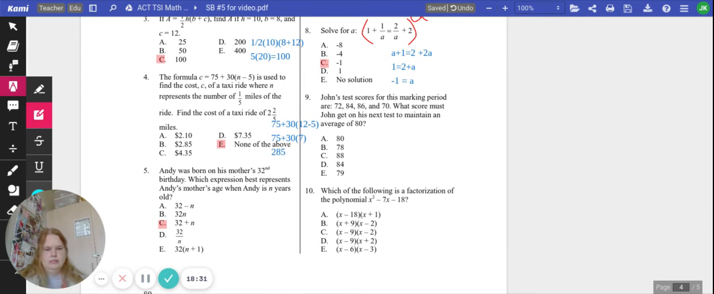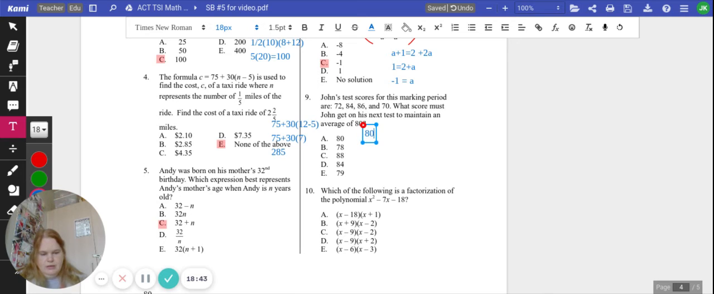Number 9, John's test scores. He wants to have an 80. Now he's got 1, 2, 3, 4. He's going to have 5 tests. Remember, I told you there's a secret to this. He wants an average of 80 on 5 tests. So 80 times 5 is 400 minus the ones he has: minus 72, minus 84, minus 86, and minus 70. And how much does that leave for him to make? An 88. Better study, John.